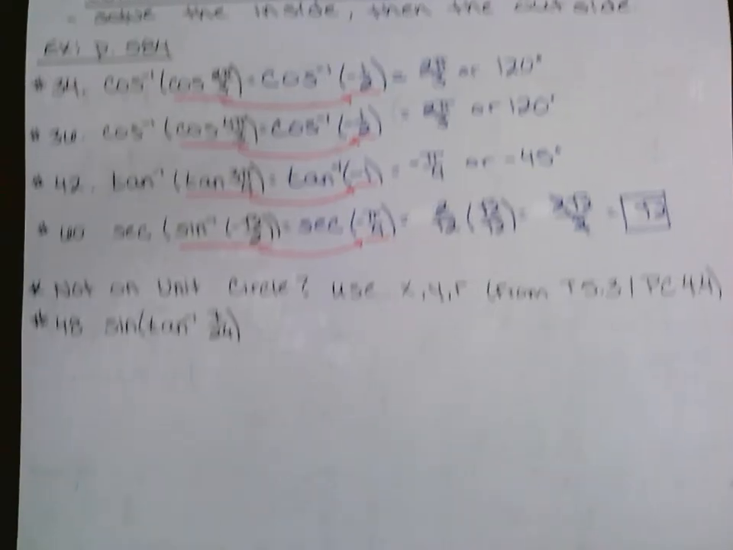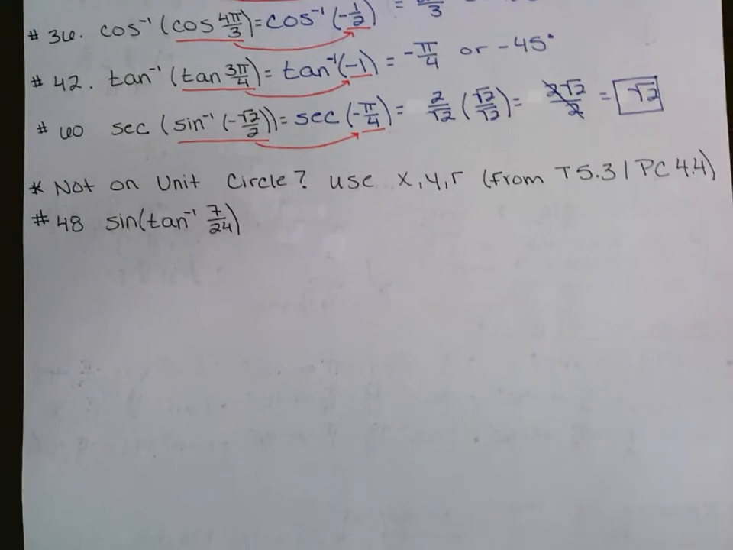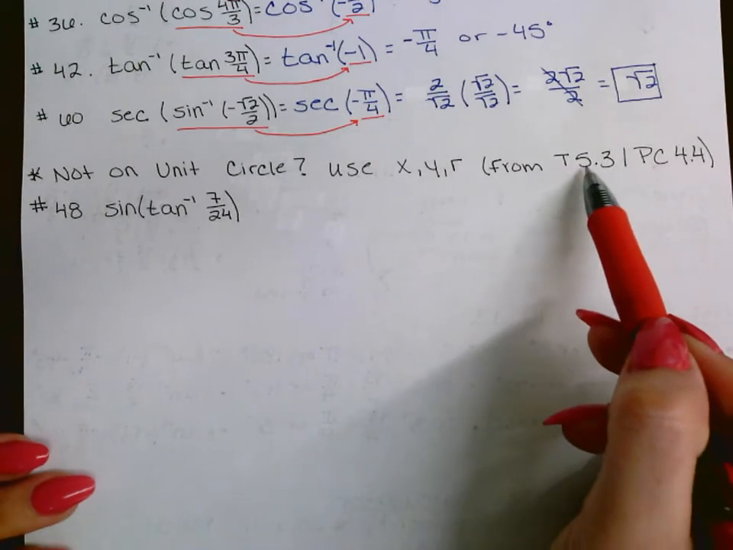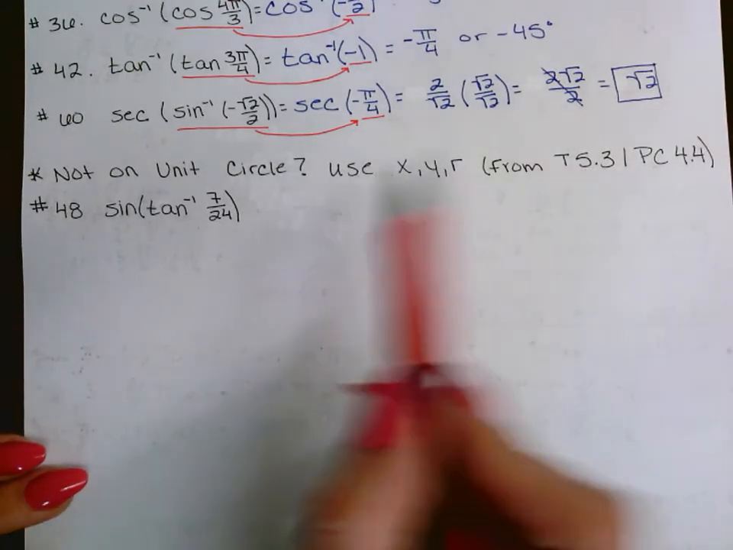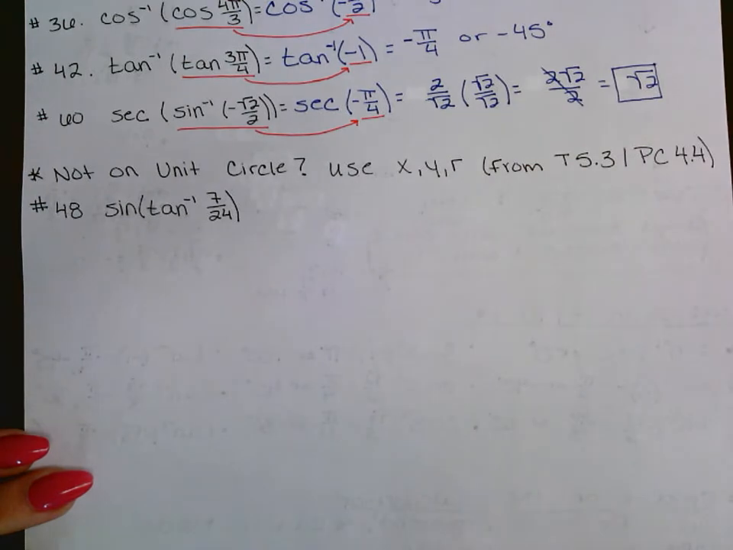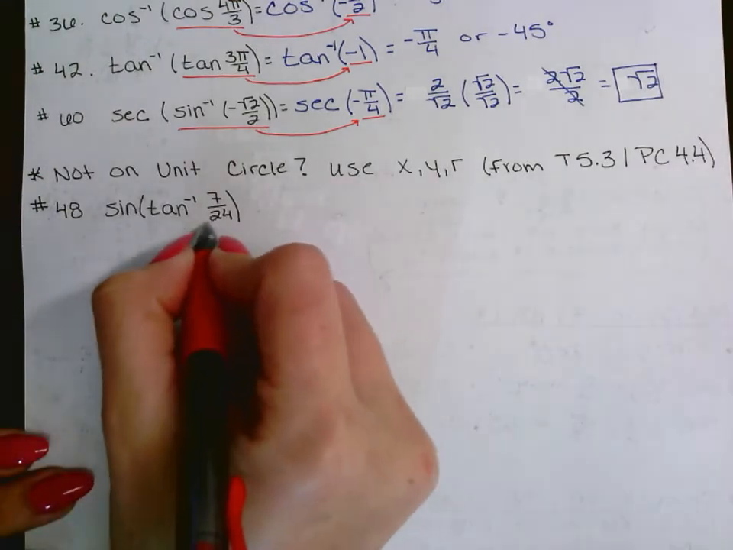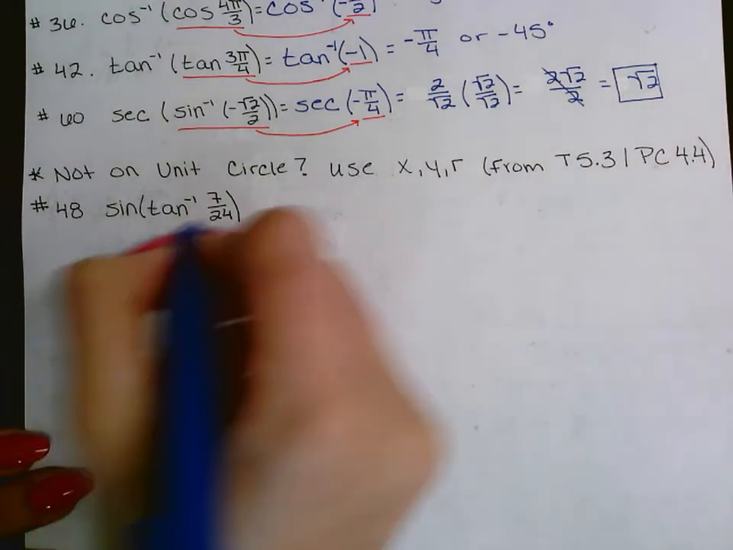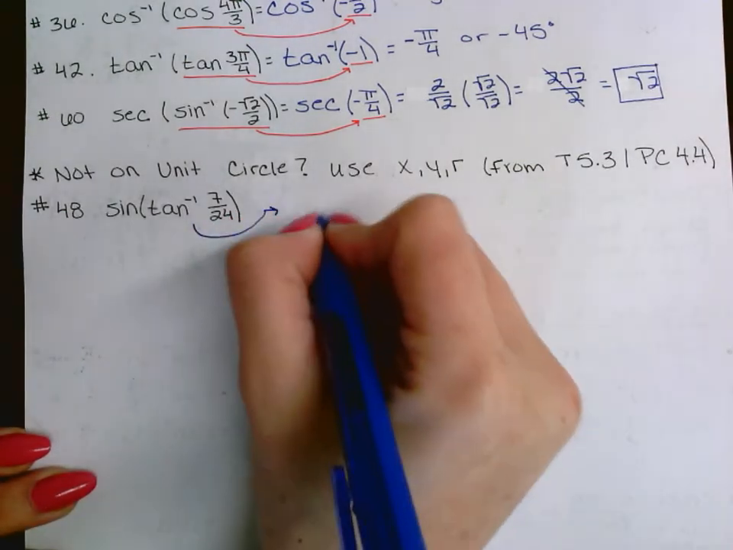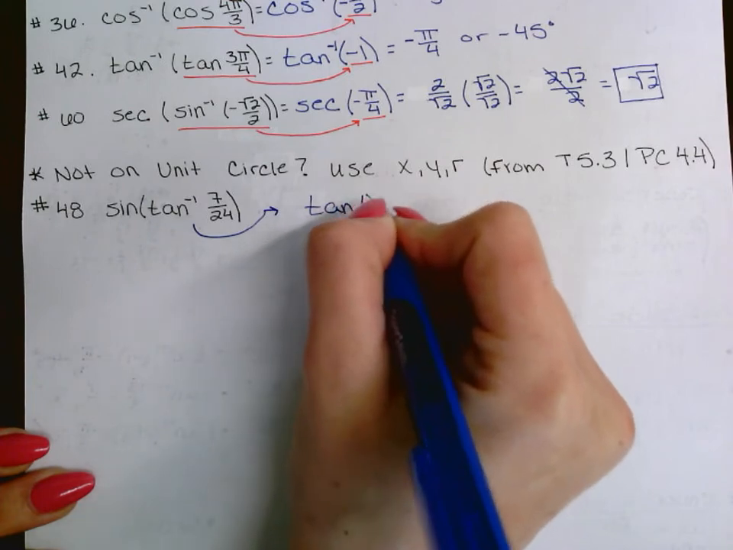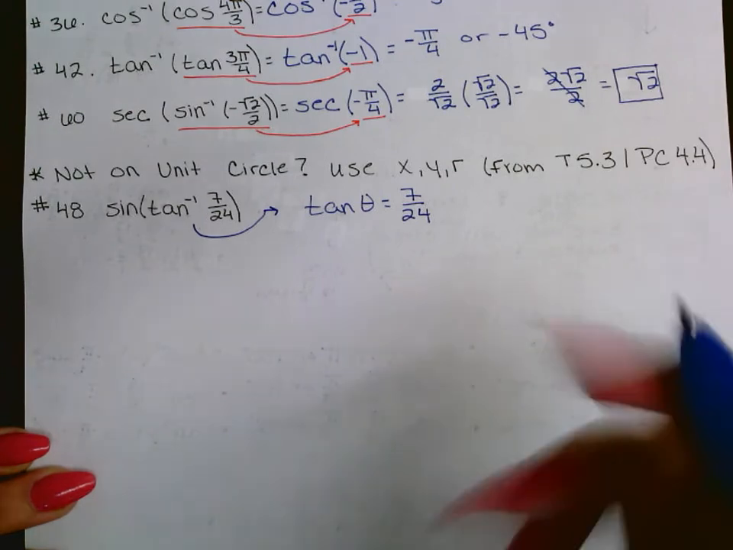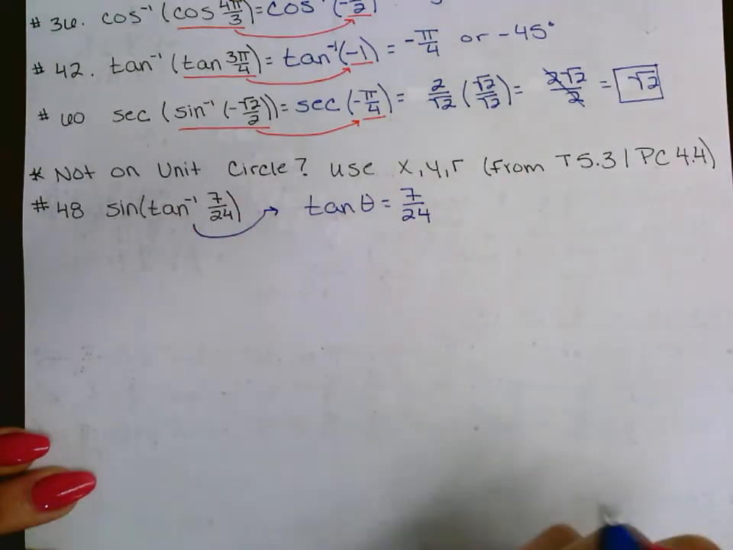All right, let's look at this last question. So what happens when the values are not in the unit circle? If you refer back for trig to 5.3 and pre-cal 4.4, we learned that we can use our x, y, and r relationships. So I'm going to start off still by working on the inside. An inverse function means that tangent of theta equals 7 over 24. Because again, we're playing Jeopardy. They told us the answer to the tangent.